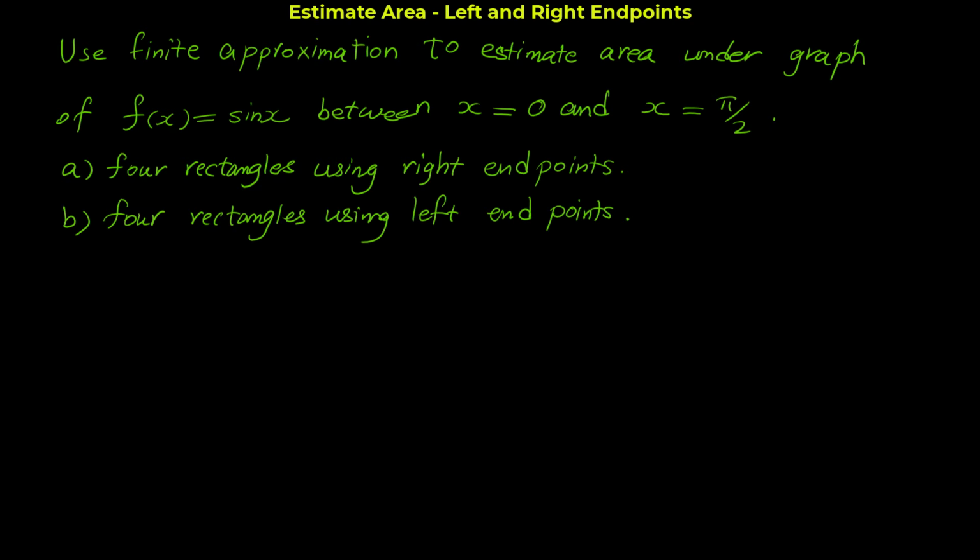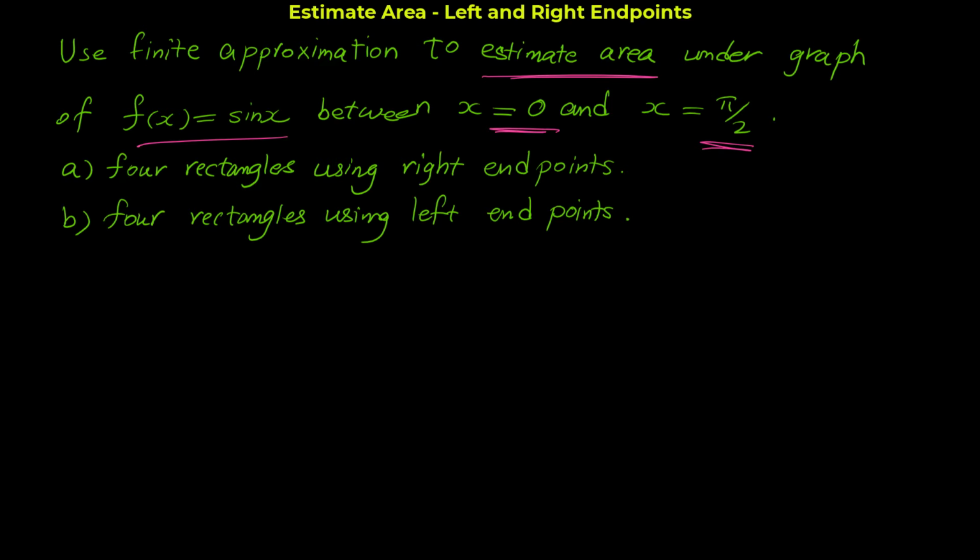Hello and welcome. In this video we want to see how we can use Riemann sum for estimating the area under the graph of functions. In this particular example we want to use Riemann sum to estimate the area under the graph of sine of x from 0 to pi over 2. And we want to use 4 rectangles. In the first part of the question, we want to use 4 rectangles using the right endpoints. And then we use 4 rectangles, but we use the left endpoints.